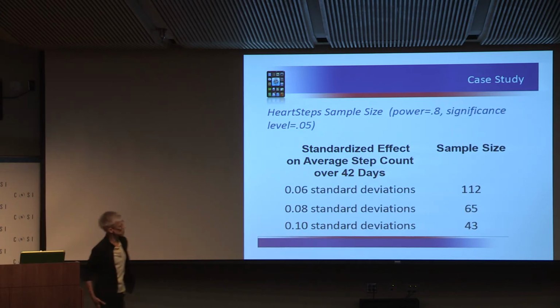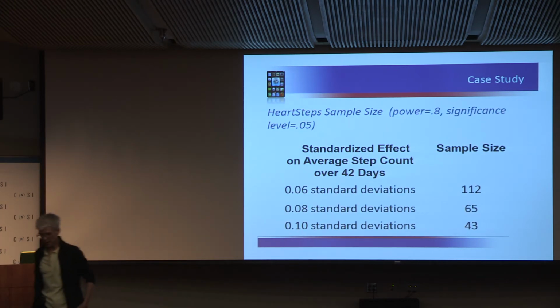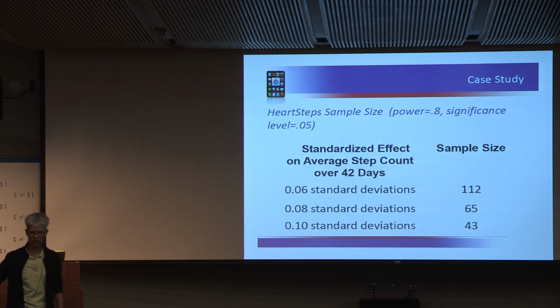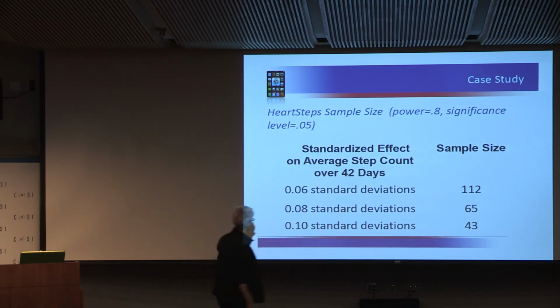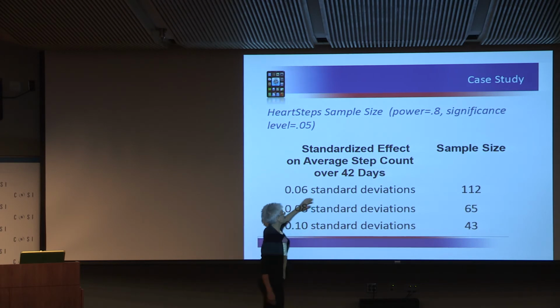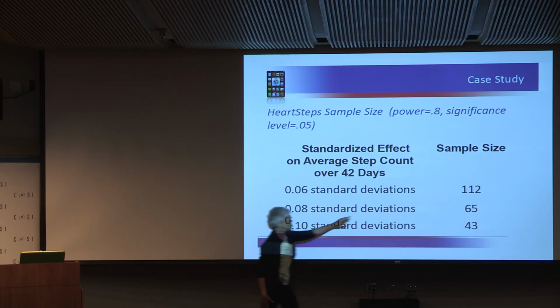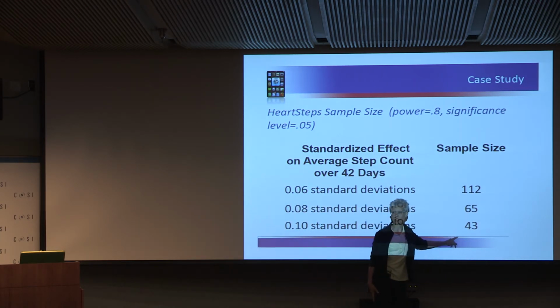So here's the sample sizes. We were looking for 80% power, type 1 error rate of 0.05. Remember, our hypothesis is, do we ever have an effect on step count? These are standardized effects. If you're used to sizing trials, you should be aghast. These are incredibly small standardized effects. I'm going to make a comment about that shortly. And here's the sample sizes, relatively small sample size. This is due to the within-person contrast.